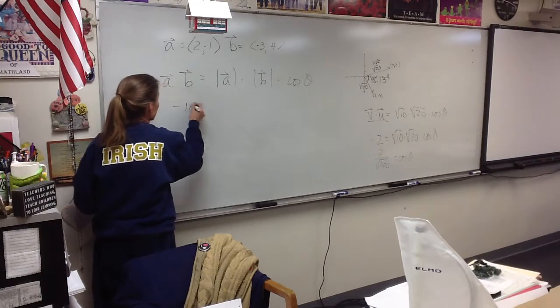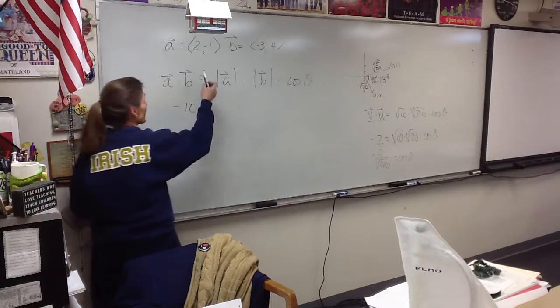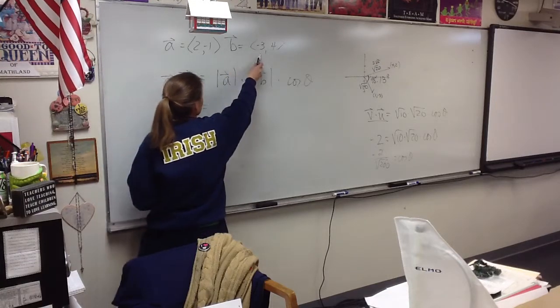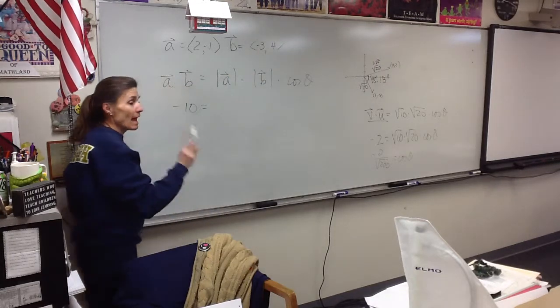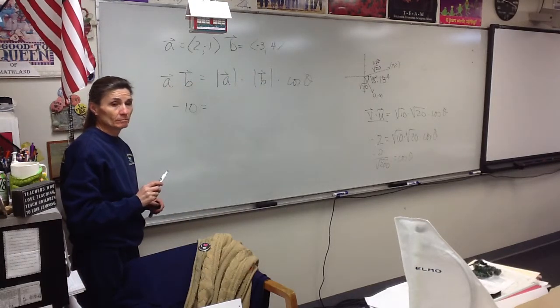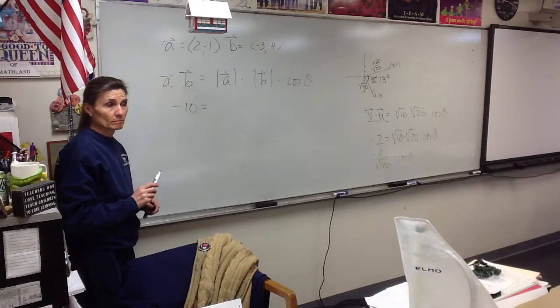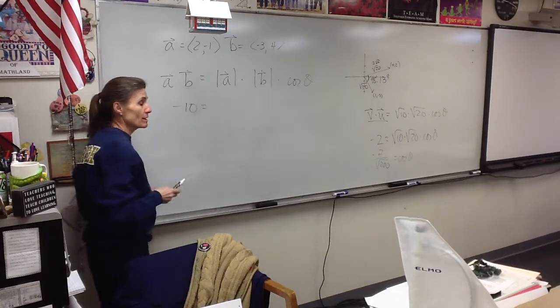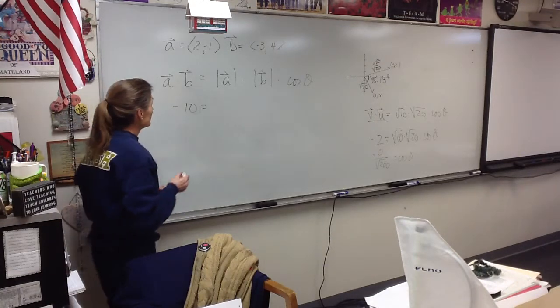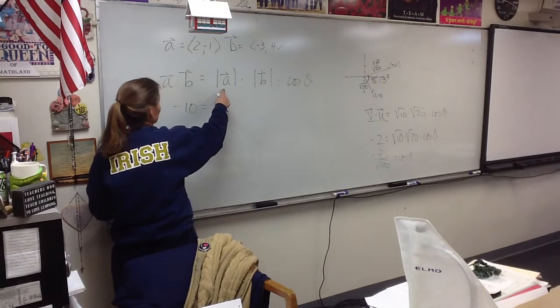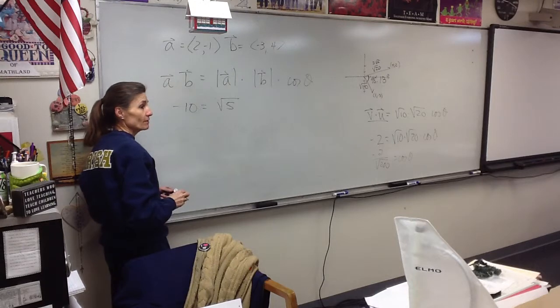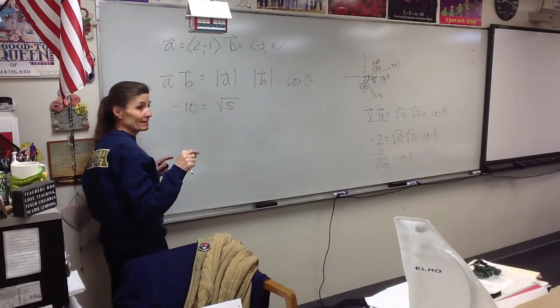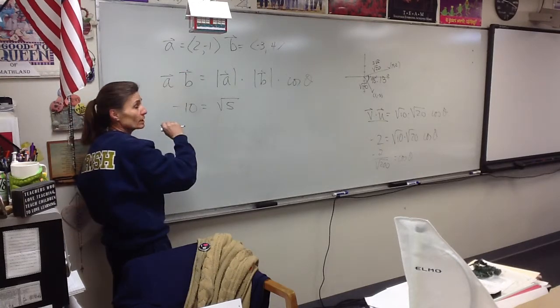This is negative 10. How did we get negative 10? 2 times negative 3, negative 1 times 4, add them up. What else do I know? The magnitude of vector A will be the square root of 5. Now some of you have got this. Some of you are still struggling with that.